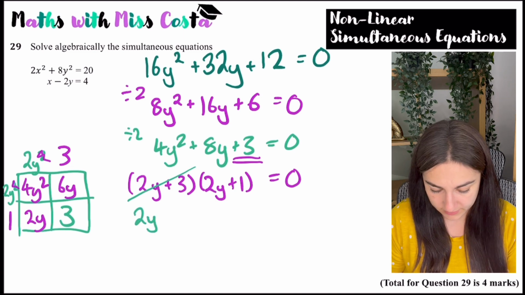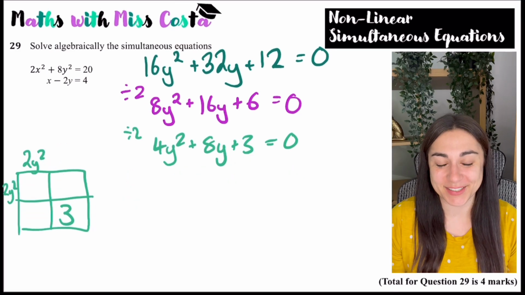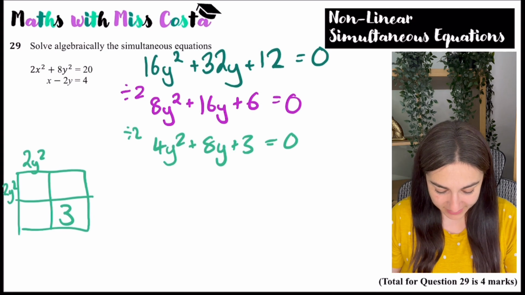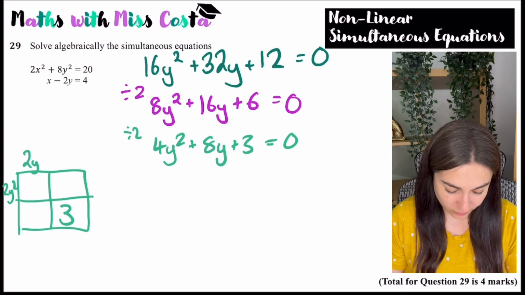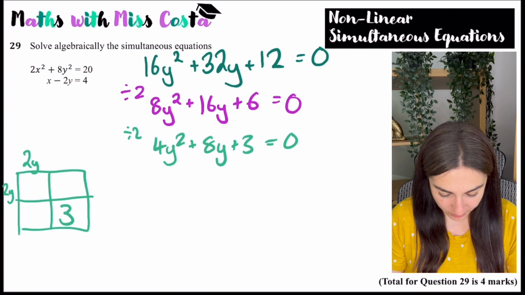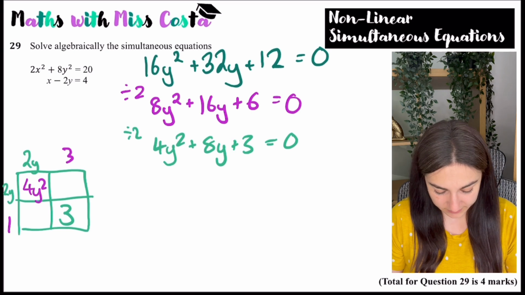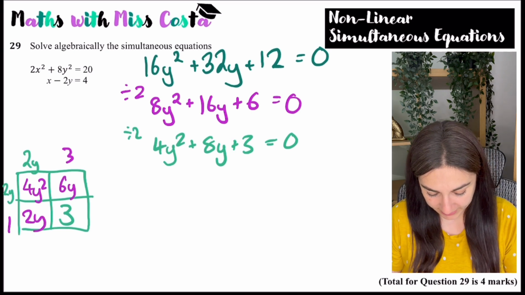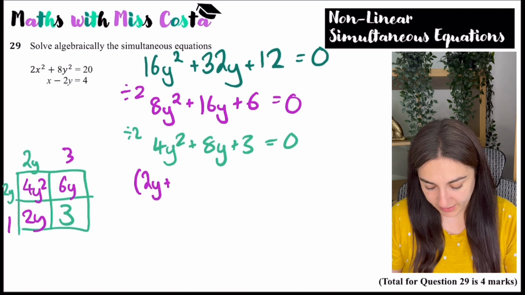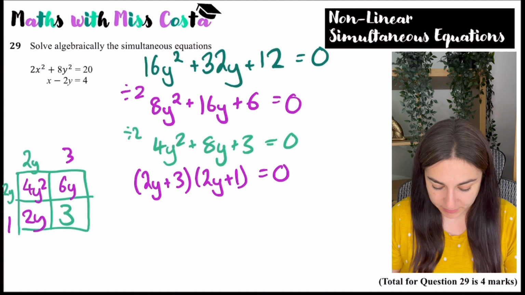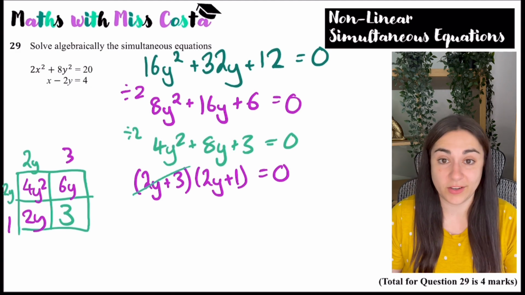So 2y plus, oh no. It just decided to shut down and restart itself, so I lost my working. But thankfully I have a memory of, I don't know, a goldfish. I think I can remember. What did I say? 3 and 1. Yeah, so that would have been 6y, 2y, so that works. Okay, so 2y plus 3 and 2y plus 1 are my brackets. It equals 0. So I'm just going to treat them one at a time.